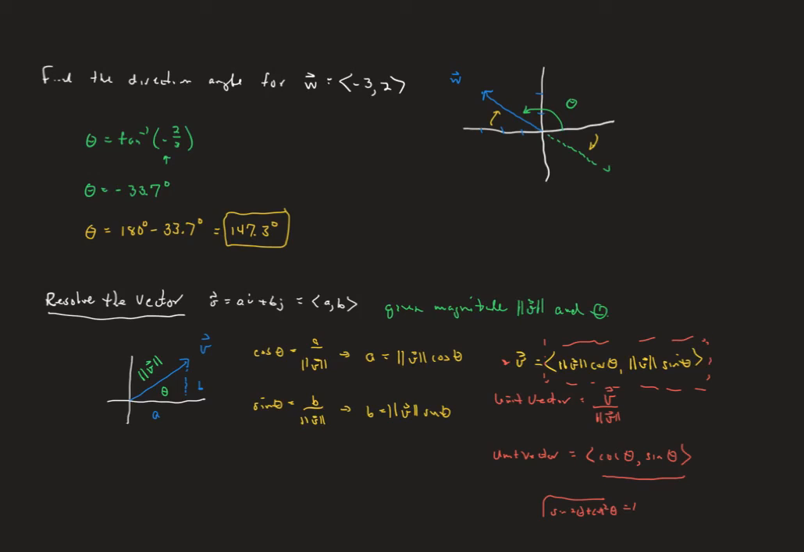All right, well, let's see how this is done in practice. Let's do an example. So let's find the components of vector W with direction angle theta equal to 150 degrees and magnitude of 6. So that's going to be part A. And then secondly, we're going to find a unit vector in the direction of W.